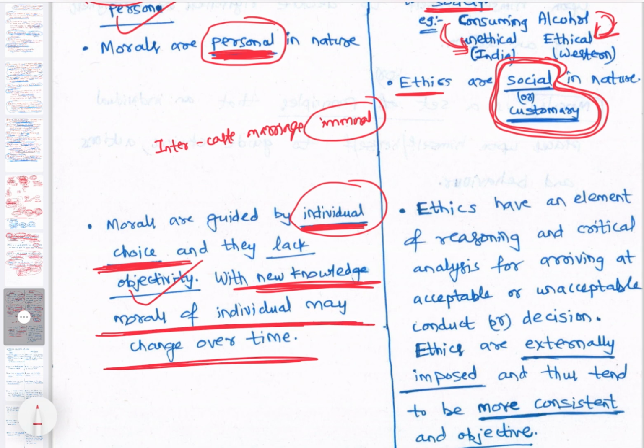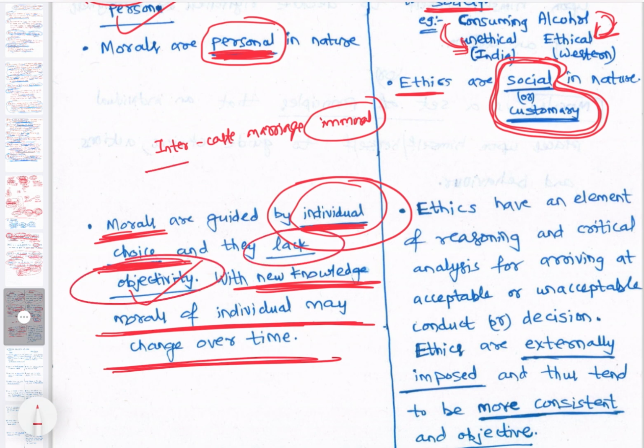Morals of individual may change over time. You consider, bhai, in the village they have made such a big issue of intercaste for nothing, here there is no issue at all. People are doing intercaste marriages and they are living happily, so no issue at all. So morals are guided by individual choice and they lack objectivity. So if there is no objectivity in the village, that is, there is no rationality, right? So with new knowledge you are changing it.